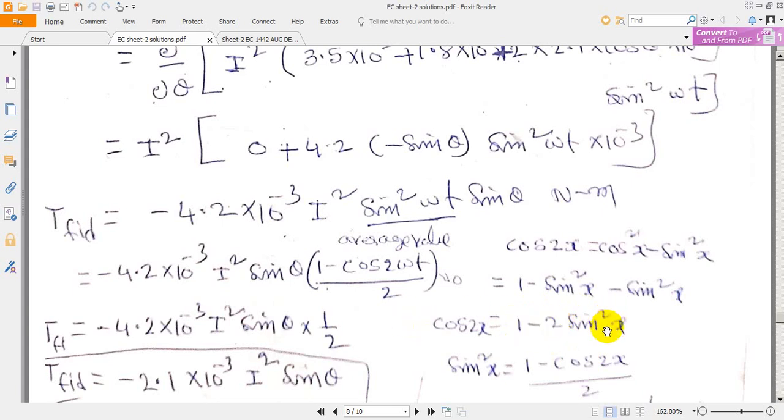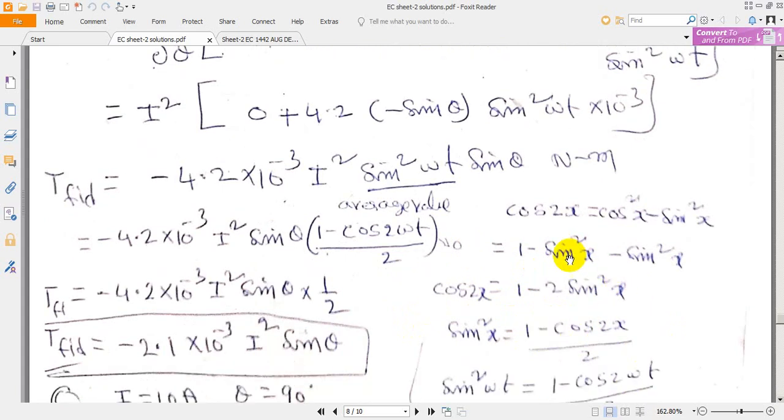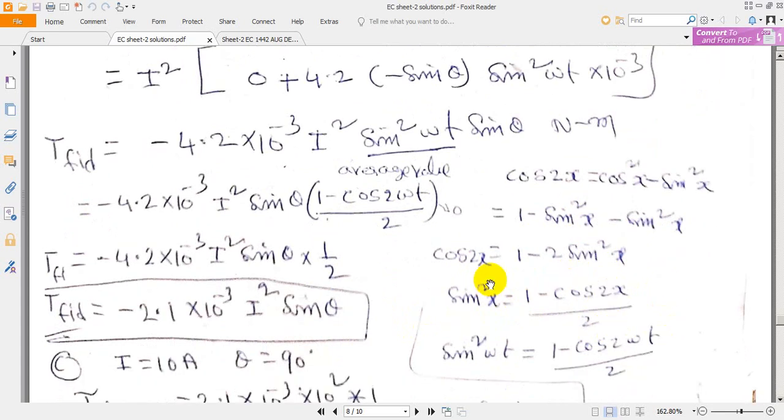Bring this complete expression to this side and that complete expression to the other side. You will get 2 sine square x is equal to 1 minus cos 2x, and sine square x is equal to 1 minus cos 2x by 2. You will get this expression. Is it right? Simply, if x is equal to omega t, then sine square omega t is equal to 1 minus cos 2 omega t by 2.